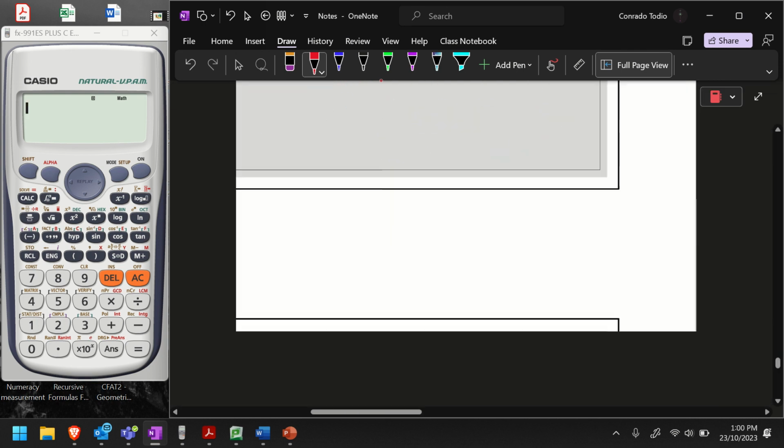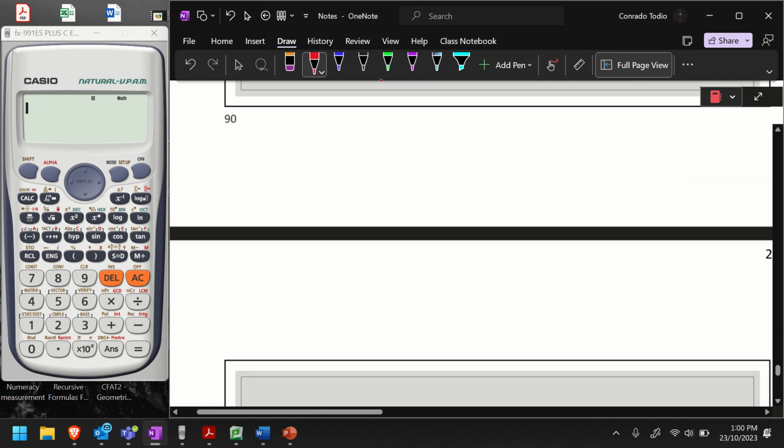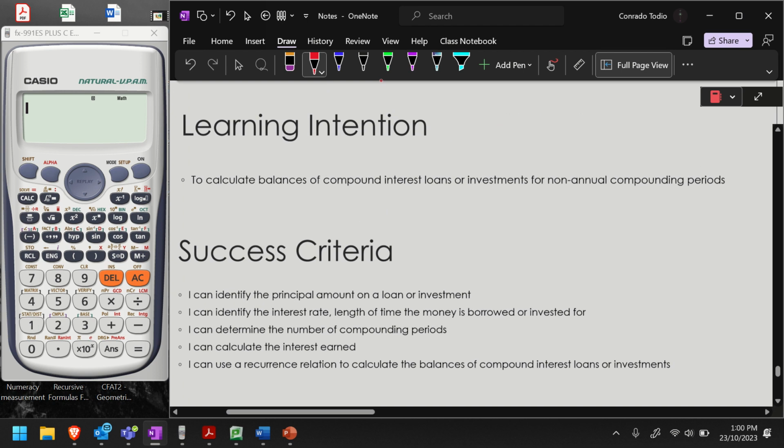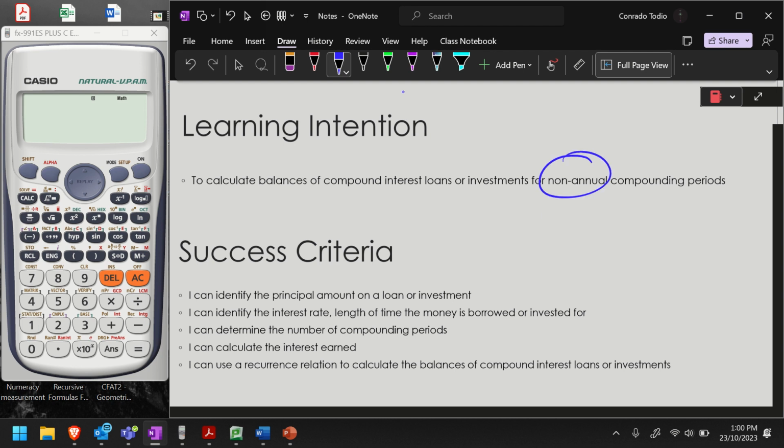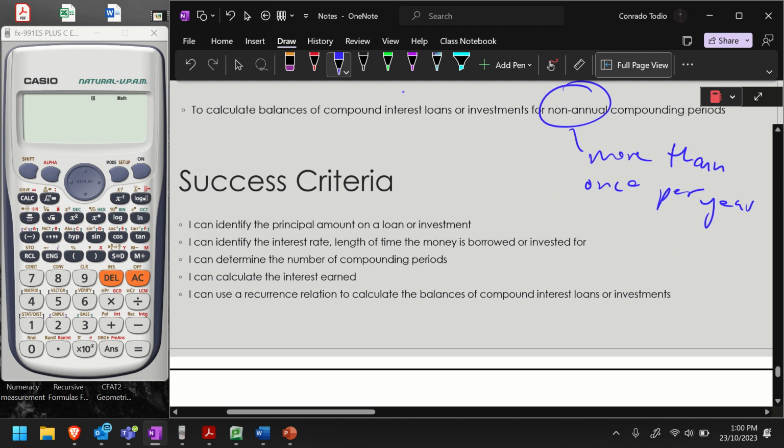What we're going to look at now is what happens if you have multiple compounds per year. Because eventually, what you'll learn in year 11 is investments where it says non-annual. Annual just means once a year. So if it's non-annual, it means it's not once a year, but more than once a year. That's what we mean when we talk about non-annual, more than once per year. I'll explain what that means as we go through this.